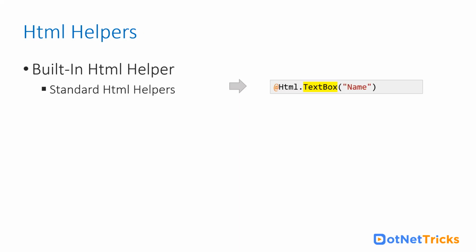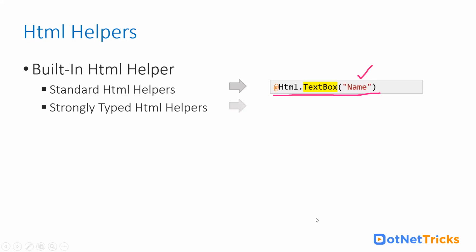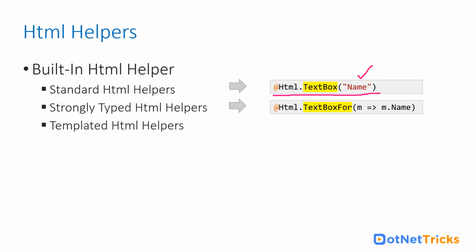Built-in HTML helpers are further divided into the standard ones, which start like this: @Html.TextBox, then define the text box name. Then we have the strongly typed helpers, which start from TextBoxFor, and the strongly typed helper has a dependency on a model class. First of all, you need to define a model class, and those model class properties we can access here using a lambda expression.